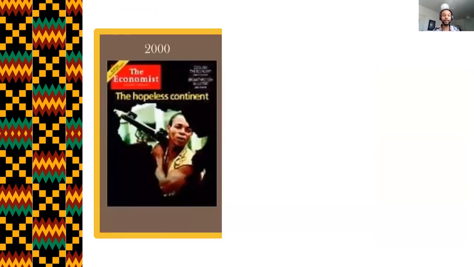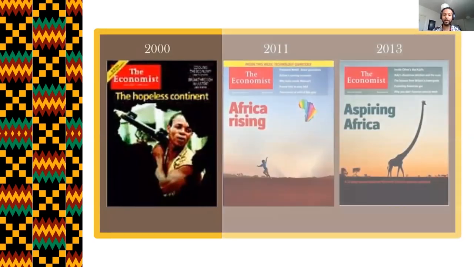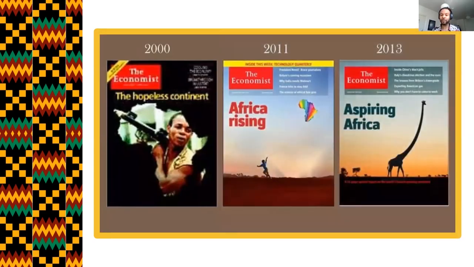And an interesting example: The Economist, the biggest magazine within the economy world, in the 2000s ran "The Hopeless Continent", devastation, the single story, the one story that Chimamanda speaks about. And then in 2011 and 2013, whoops, they start changing their mind. They realize something is happening. Africa is rising. So this shift is happening. People in other sectors as well are realizing, hey, we should look at Africa. So gaming should look as well, if even economists are doing this.